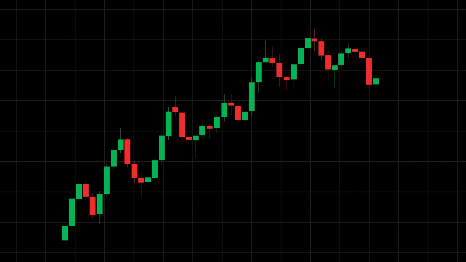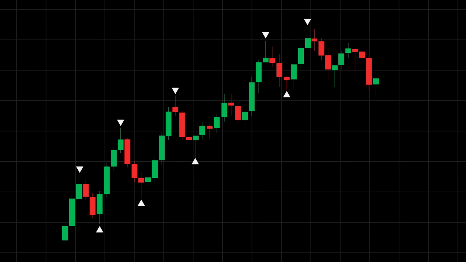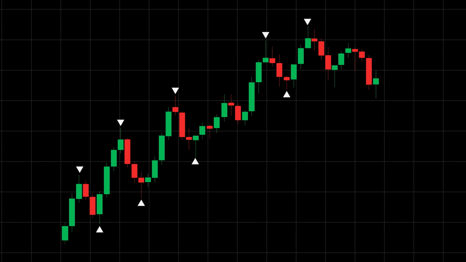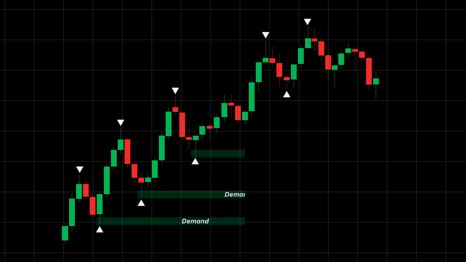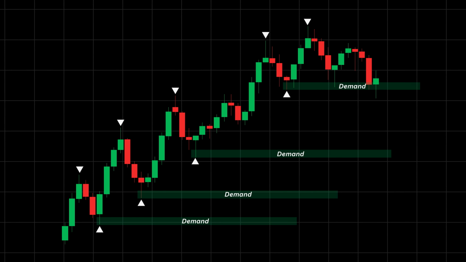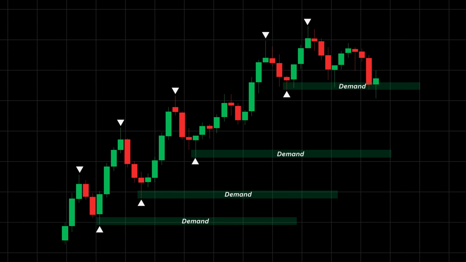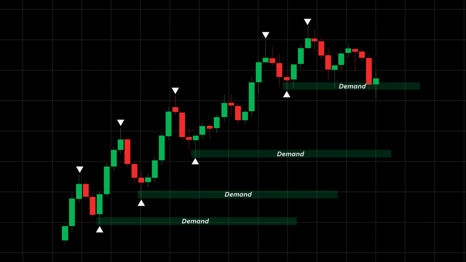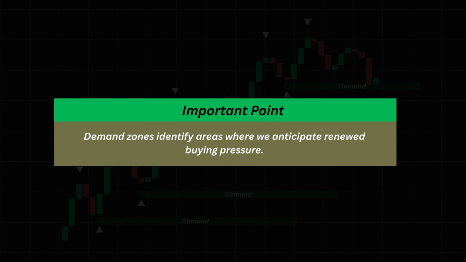From basic price action, we understand that the market consistently moves in impulsive and corrective waves influenced by participant behavior. We define the origin of an impulsive move as a demand zone. This is because, within that area, traders previously initiated long positions with intent. If price returns to the demand zone, the probability of buyers stepping in again is higher. In simple terms, demand zones identify areas where we anticipate renewed buying pressure.